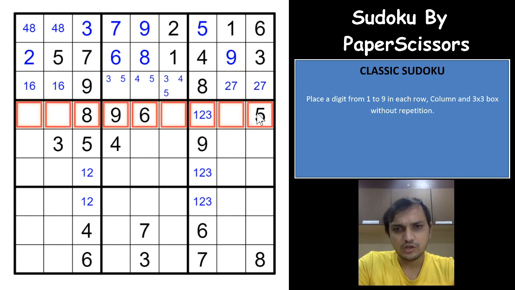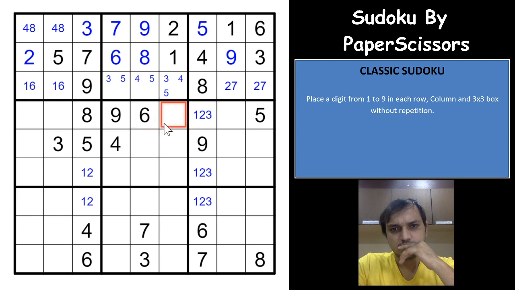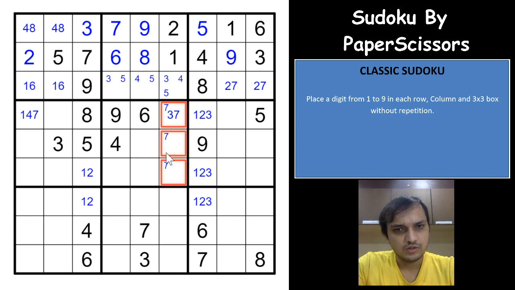Let us see this row here. 1, 2, 3, 4 and 7. This would have to be 3, 7. 1, 4, 7. Okay, nothing. 7 would have to be in one of these 3 cells, right?